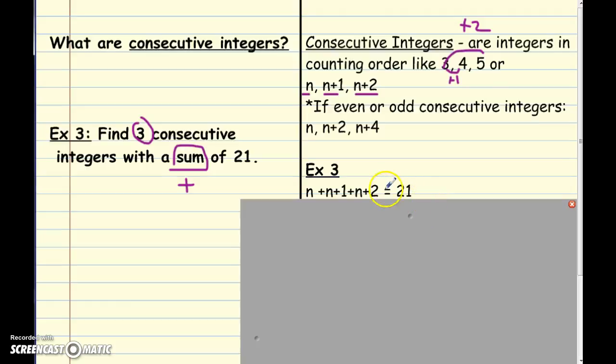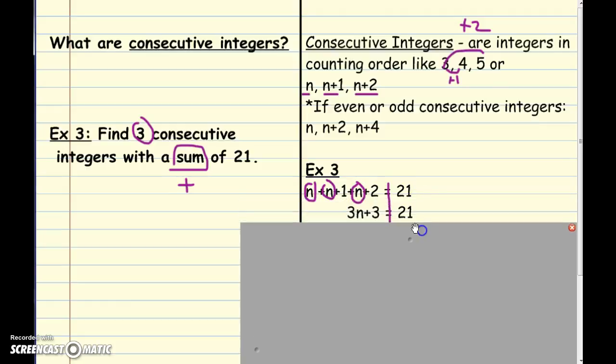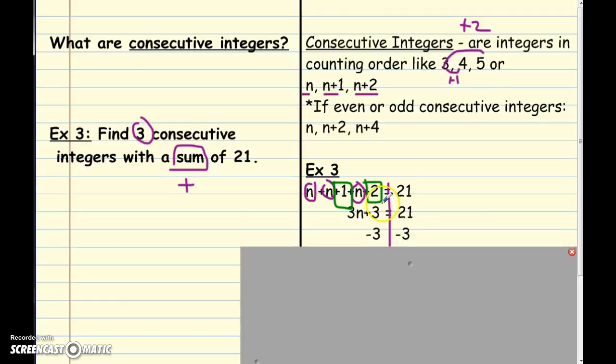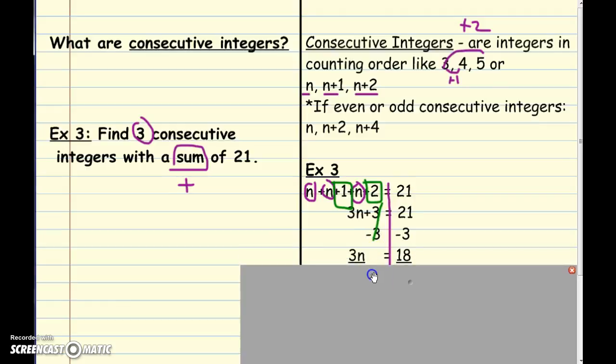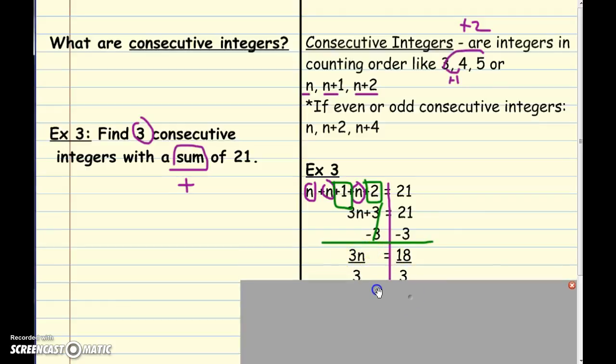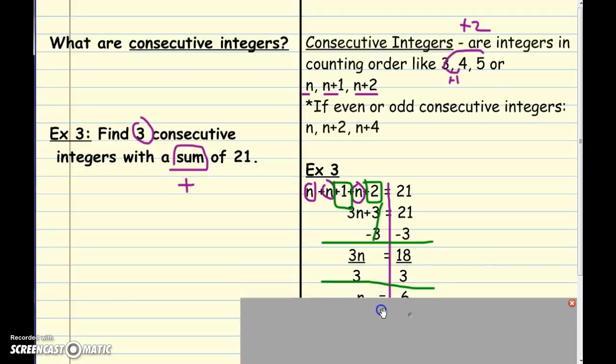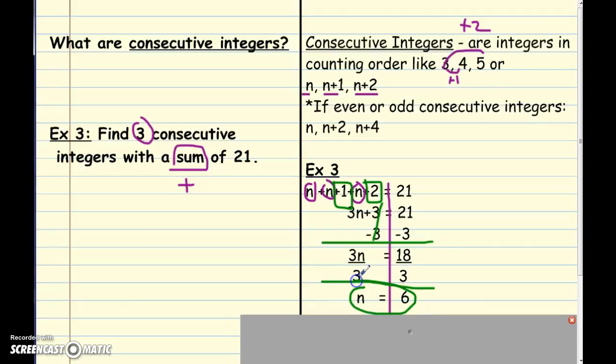So the first thing we're going to do, we're going to draw that line straight through, and then we're going to combine our terms. We talked about that already. We have 1n plus 1n plus another n. How many n's is that? It's 3n. And then I have my 1 and my 2. So 1 plus 2 is 3. Next thing we're going to do is do our opposite operations. So I'm going to subtract 3 from both sides. And I get 3n equals 18. And then again, when a number is next to a letter, it means to multiply. So to undo that, we're going to divide both sides by 3. And 18 divided by 3 is 6. So 6 is our solution.